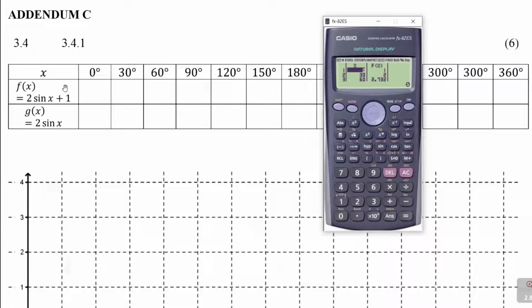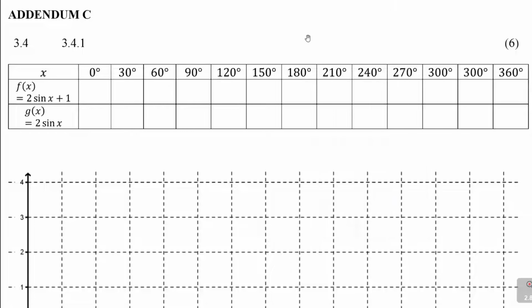So now, how do I now fill in? Because I'm doing the first one, I'll do the other one. But check your calculator well. 0 is 1. 30 is 2. Do you see what's happening? When x is 0, I'll put a 1 there. When x is 30, I'll put a 2 there. So let's do that. 0 is 1. 30 is 2. So I continue doing that.